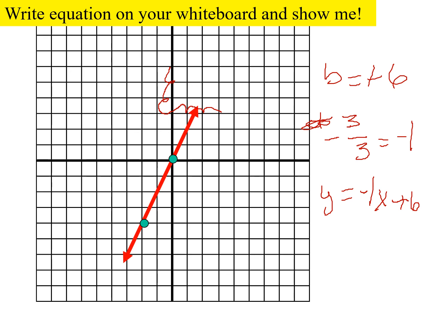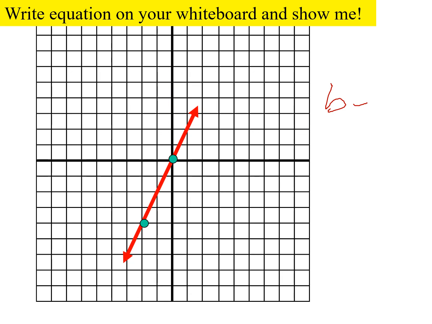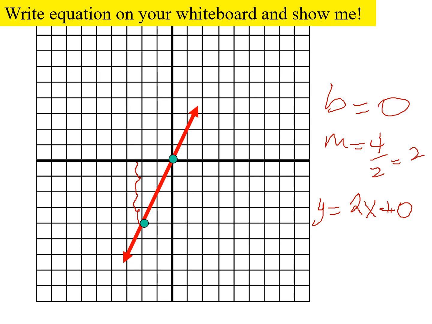So, 0, I'll find that up here. Intercept is 0, and that can happen. And then your rise, 1, 2, 3, 4. So slope 4/2, or just 2. So y equals 2 times x plus 0. Sometimes they'll leave it off and it'll just be y equals 2x. So that's probably how they'll write it.